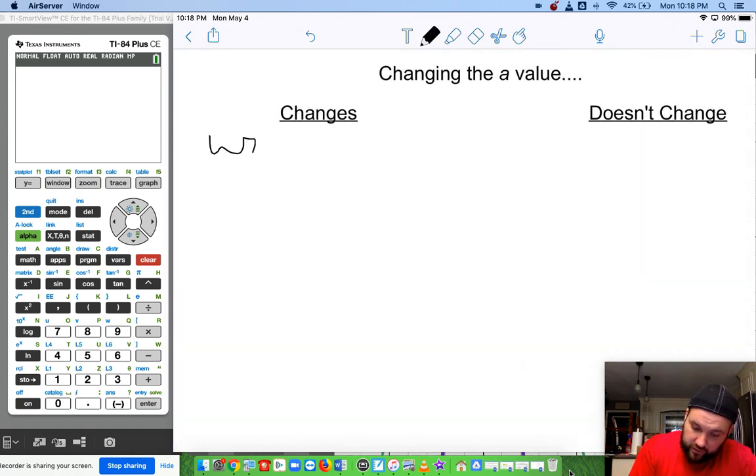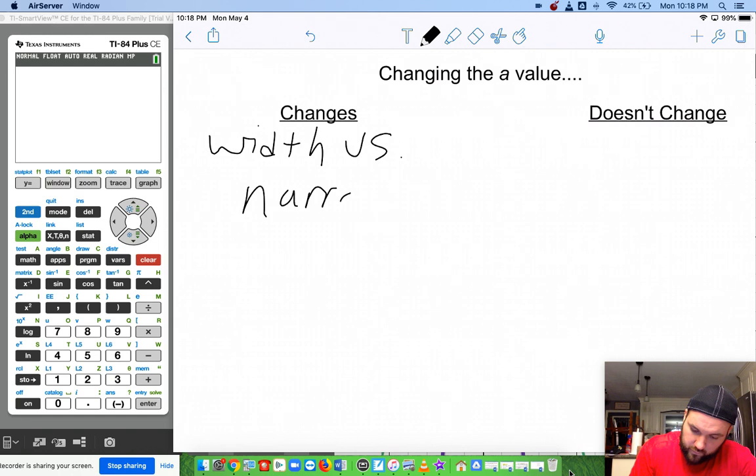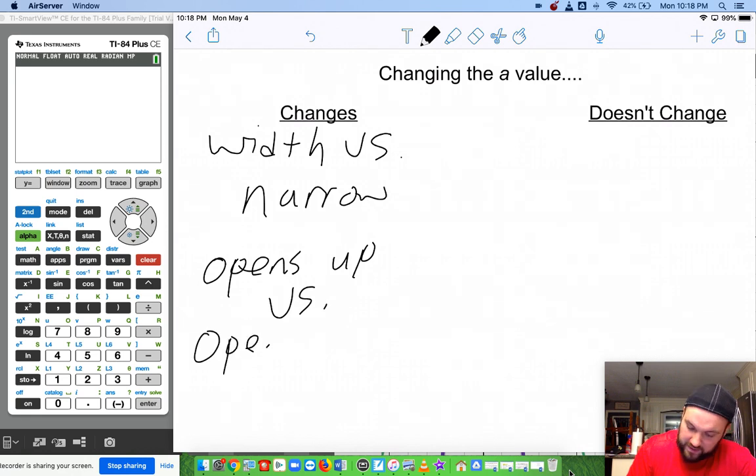Okay, so what does changing the a value change? It changes wide versus narrow, and it also changes opens up versus opens down. This is basically going to act as the summary for this video.